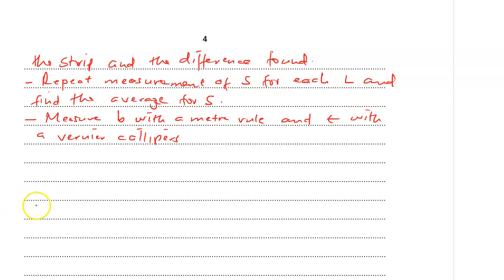Next is method of analysis. How are you going now to analyze the results that you have gotten? Method of analysis. So you have your measurement of L, you have your measurement of S, you have measurement of B, you have measurement of T. So how do you now analyze your measurement?